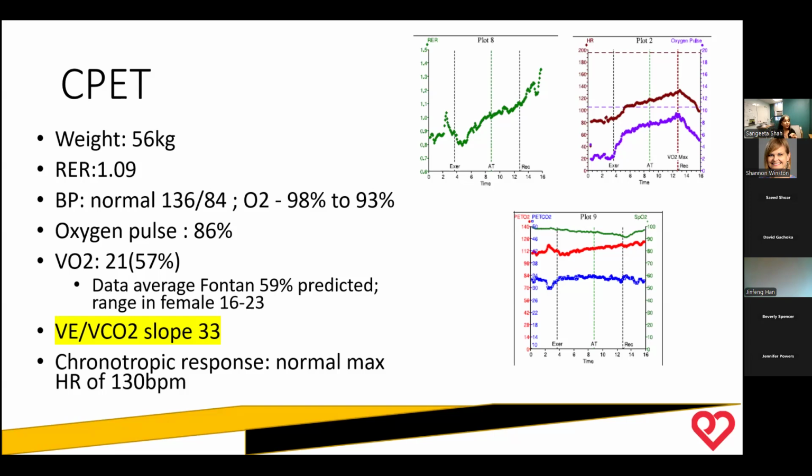Her peak VO2 is 57% of predicted. Remember, the average Fontan is 59% of predicted, so she's doing well. An average peak VO2 is 16 to 23 in a Fontan woman, and she's at 21. Her VE/VCO2 slope is slightly increased at 31. She has a normal chronotropic response with a max heart rate of 130, and the only reason I'm pointing that out is because I'm going to show you some data in pregnant women.